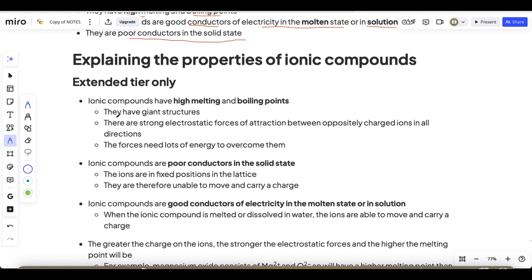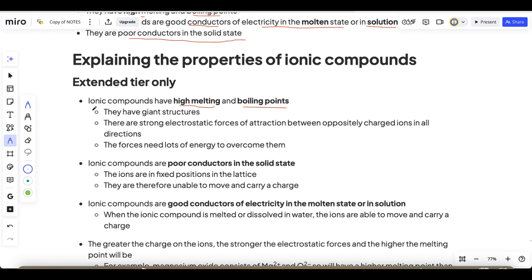Okay, ionic compounds have a high melting point. Extended students should state this in the exam, and also a high boiling point. What this means is that they have a very big giant structure, which shows the lattice. We explain the lattice, and they have strong electrostatic force of attraction holding the oppositely charged ions together, right? And these forces need a lot of energy to overcome. You need a lot of energy to break them.